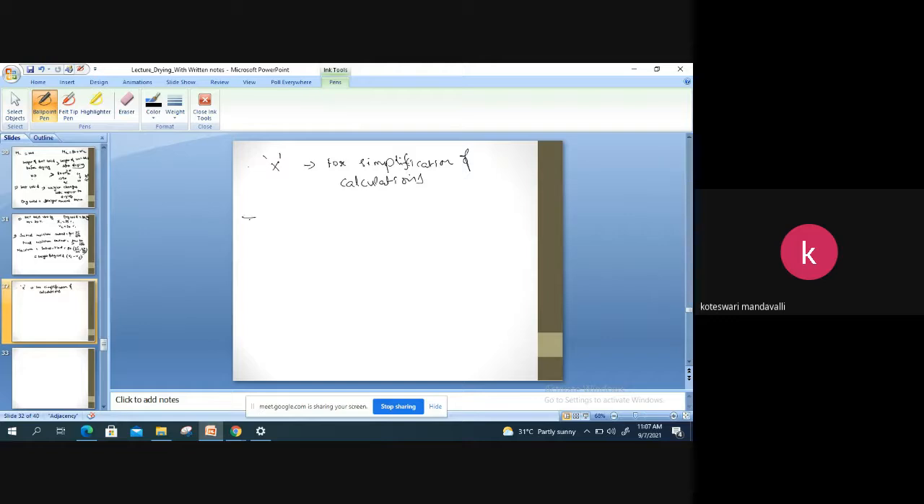Now what is the term we use? Drying rate is equal to minus S by A dX by d theta. Here we can take it as t or theta, either way. So let me show you how it comes.